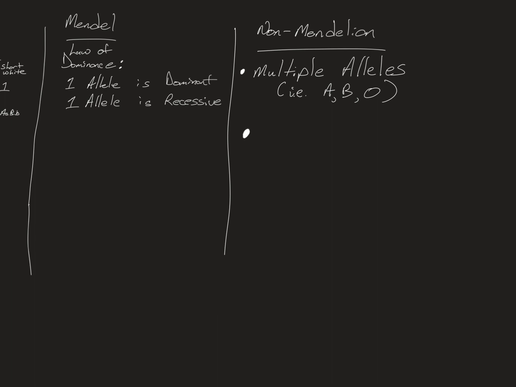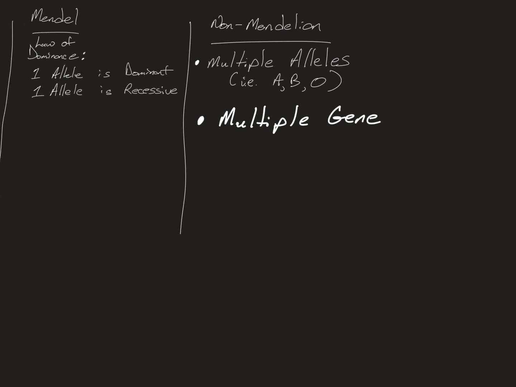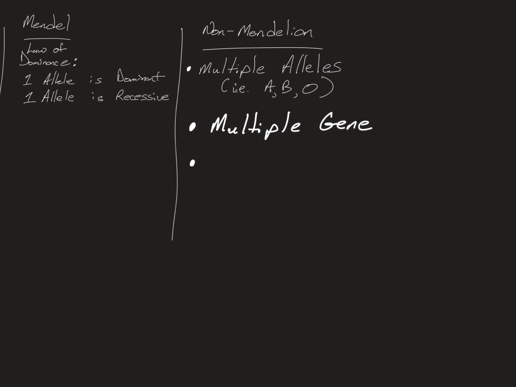So multiple alleles. The other thing we know is that some traits have multiple genes. We know skin color in humans and eye color in humans is controlled by more than one gene. We've talked about that. We know that not always is it dominant and recessive.